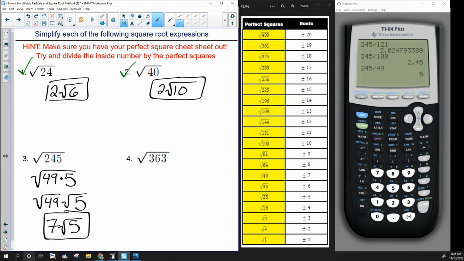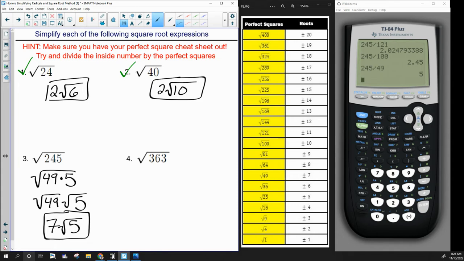Okay, the bigger the number, the more tedious it's going to be. But eventually you'll start to, most of the time our problems will be smaller numbers, but it's a good skill to have. So, our next one, number 4.